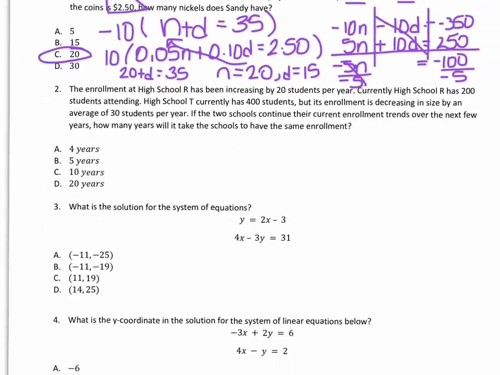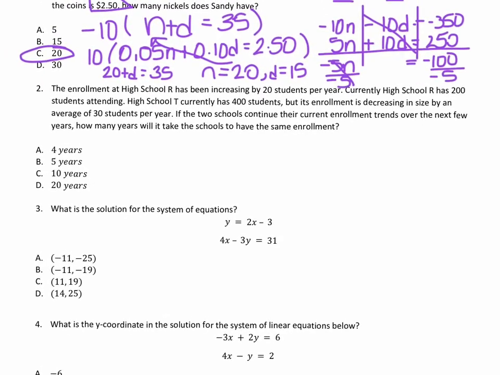Next. The enrollment at High School R has been increasing by 20 students every year. Currently, they have 200 students attending. So that's where they're at for them. T is at 400 students. So let's see, we have 200, and then every year we add 20 for R.